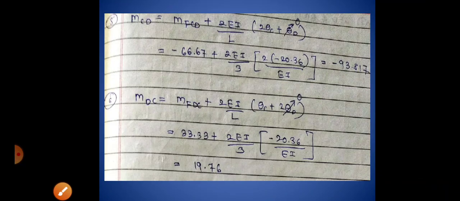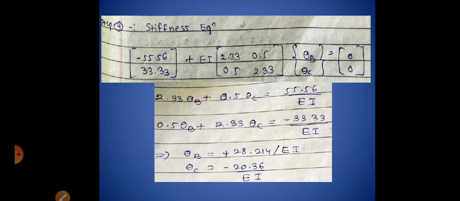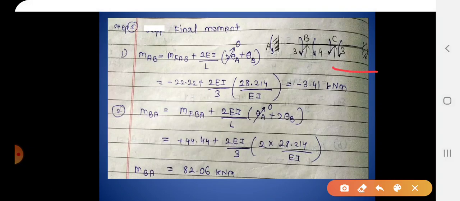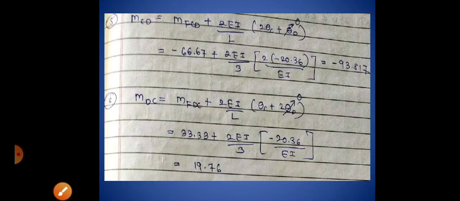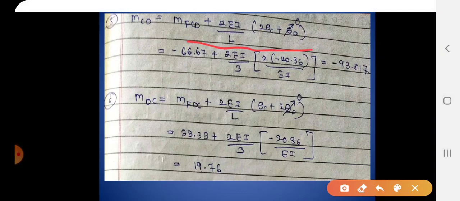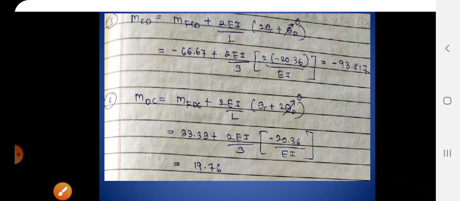Okay. Now for CD, yes, again we have to go to a diagram. Yes, for MCD, C is continuous support and D is far end and it is fixed support. Therefore for both the cases we have to use standard or normal slope deflection equation. So MFCD plus 2EI by L into 2 theta C plus theta D. D is fixed support, therefore theta D is 0, you will get final value, and then on the similar lines MDC value.